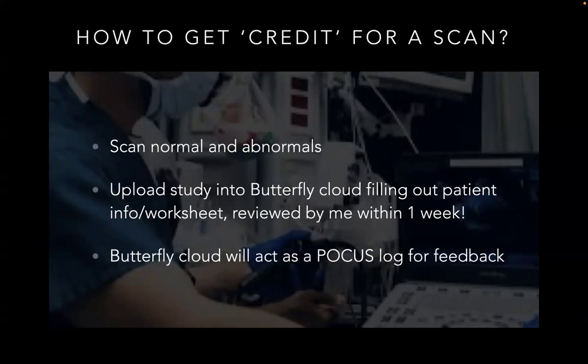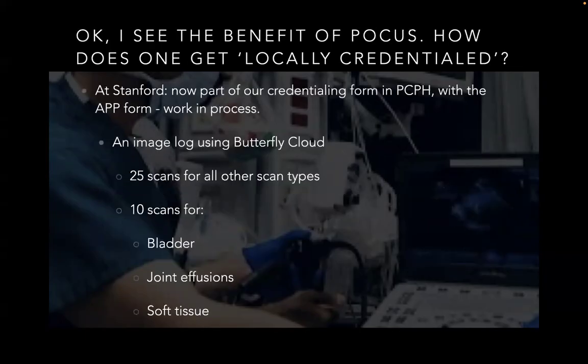So how do you get credit for a scan? You scan normals and abnormals. You can upload the study into the Butterfly cloud, filling out the patient information and worksheet. All of this will be reviewed by me within 1 week. And again, this cloud will act as a POCUS log for feedback and to get credit.